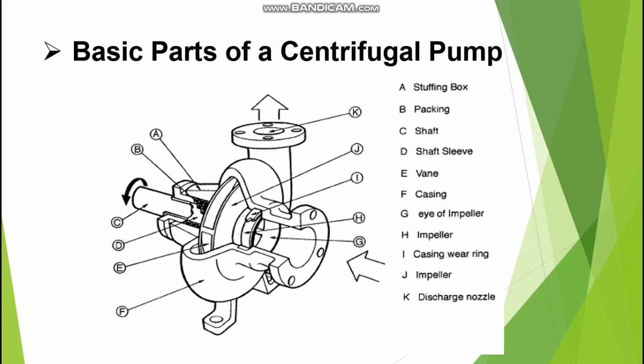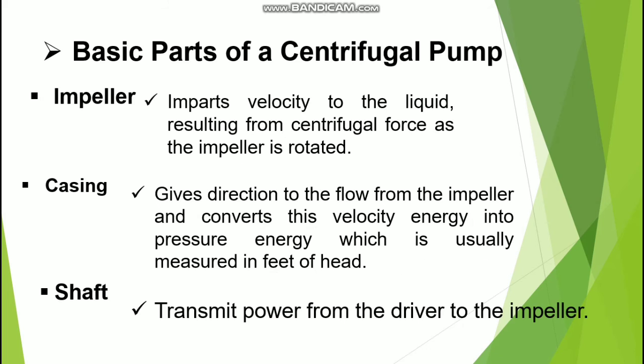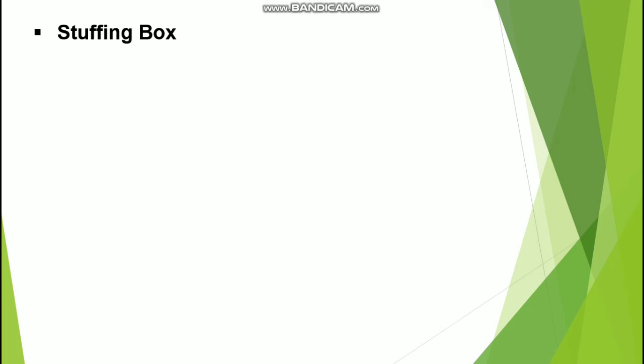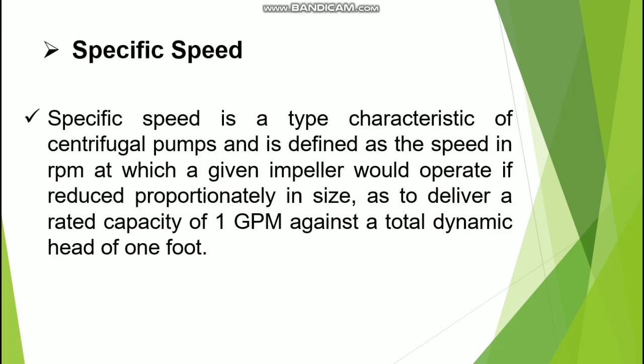So now let's tackle the specific speed. It is a type characteristic of centrifugal pumps and is defined as the speed in RPM at which a given impeller would operate if reduced proportionately in size so as to deliver a rated capacity of 1 gallon per minute against a total dynamic head of 1 foot.